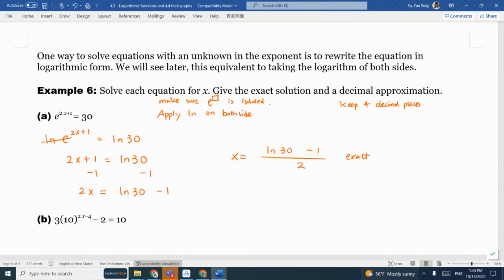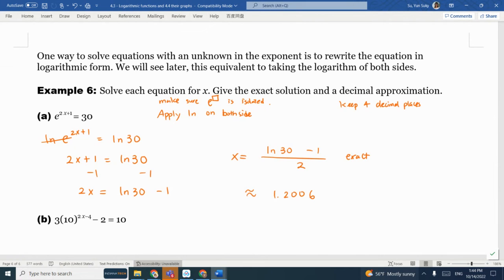Now, put this in your calculator. What do you get? 1.2005. What's the next digit? 6, right. If the next digit is greater than or equal to 5, you round up. If the next digit is less than 5, so less than or equal to 4, you just round down. So far, so good, everybody?